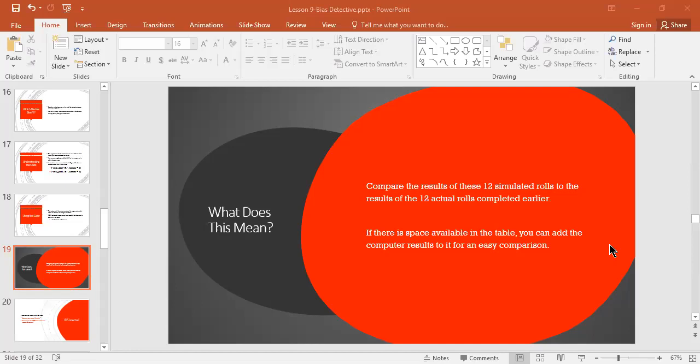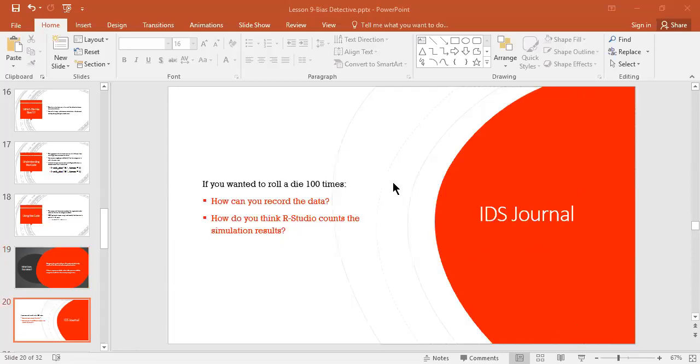So in order for us to see a bias in the die, we need to see if there are any numbers that we're landing on way more than other numbers. So that's what we're looking for when we say we want to see a biased die. So what if we were to roll our die 100 times? How would you record this data? Would you tally it? Would you count it? What would you do?